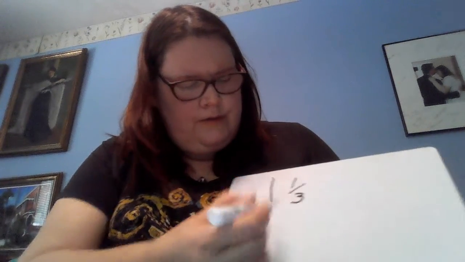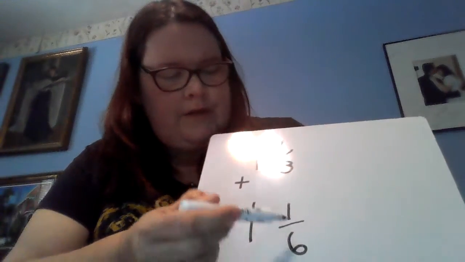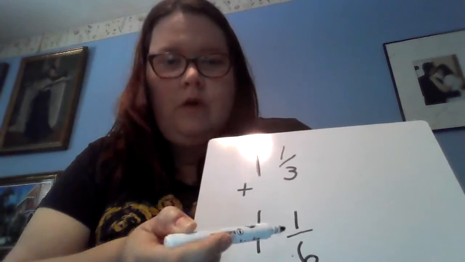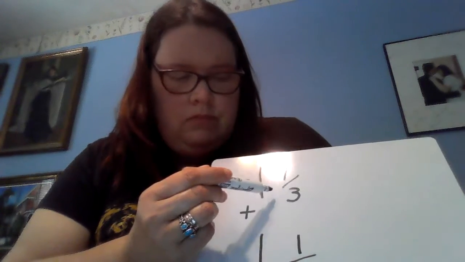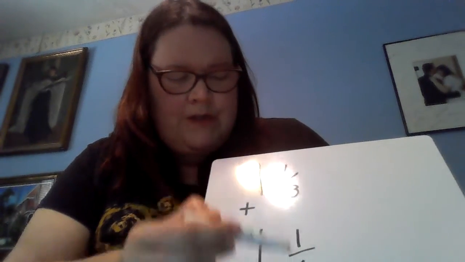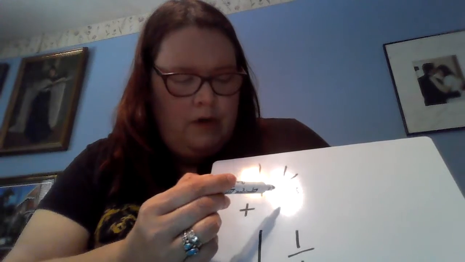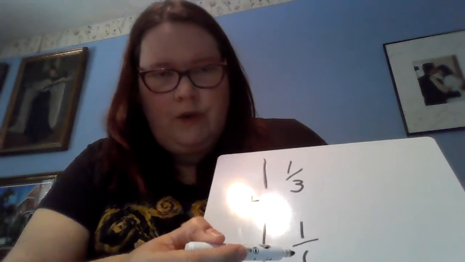So I'm going to say 1 and 1/3 plus 1 and 1/6. Okay. When you're adding fractions or subtracting fractions, you always have to have a common denominator. Okay, so that means your denominator has to be the same for you to add them together. So for me to change to the same denominator, I need to think of which number will both numbers go into.